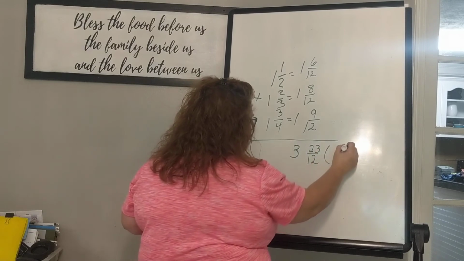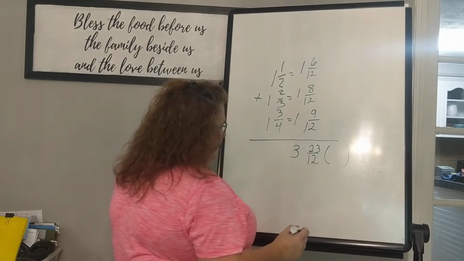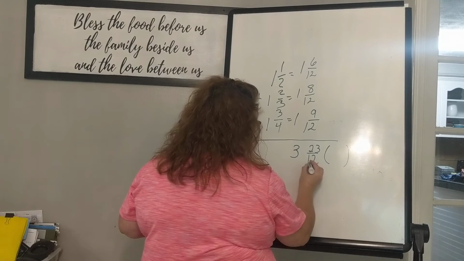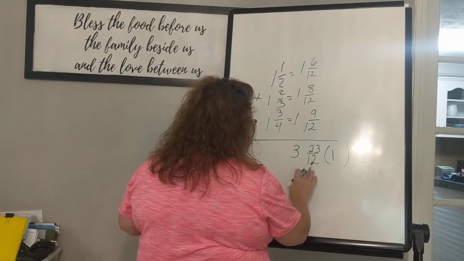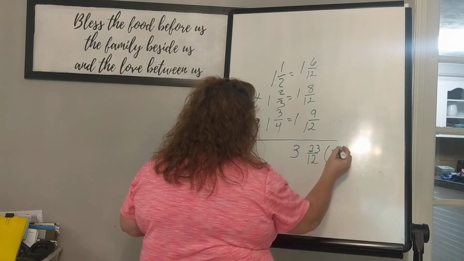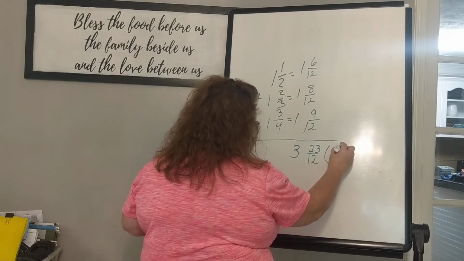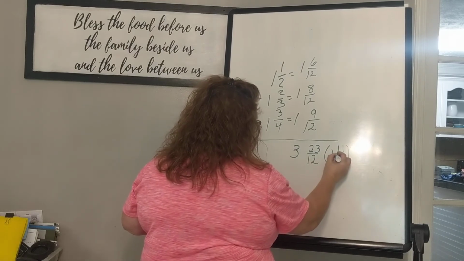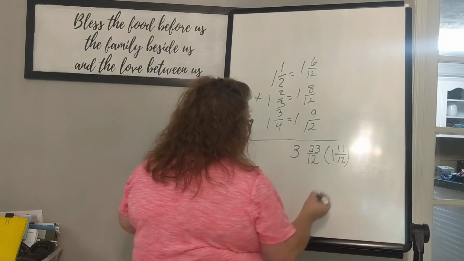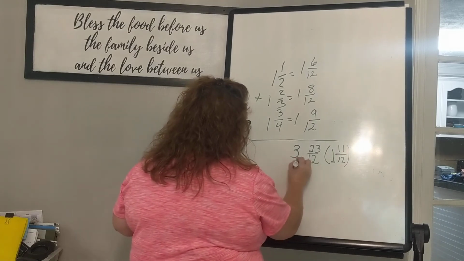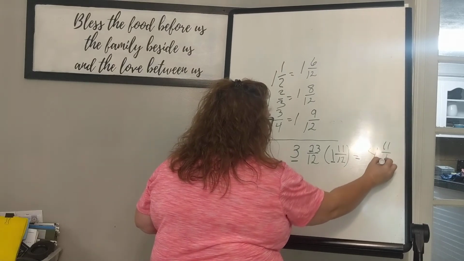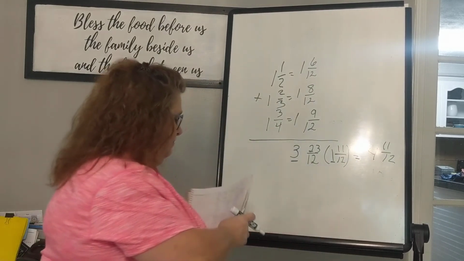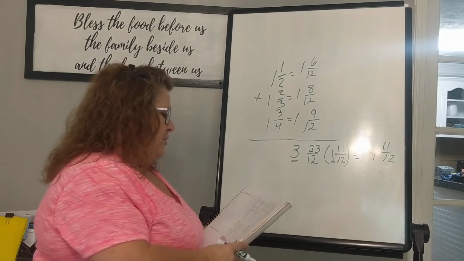23/12 is an improper fraction, so we're going to have to turn that into a mixed number. 12 will go into 23 one time. 1 times 12 is 12, and 23 minus 12 is 11, so it's 1 11/12, but we have a whole number here. Put them together, and we have 4 11/12. Okay? And then I want to do one more with you.